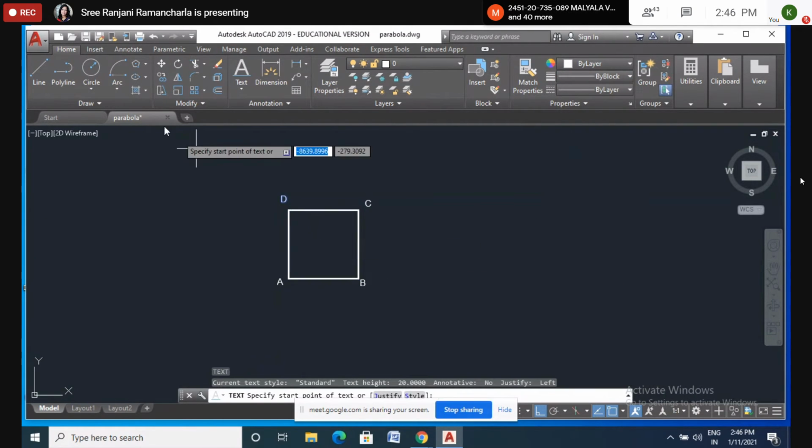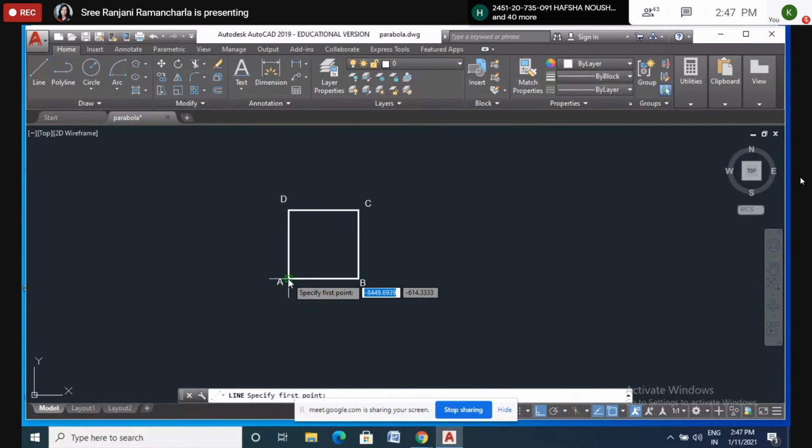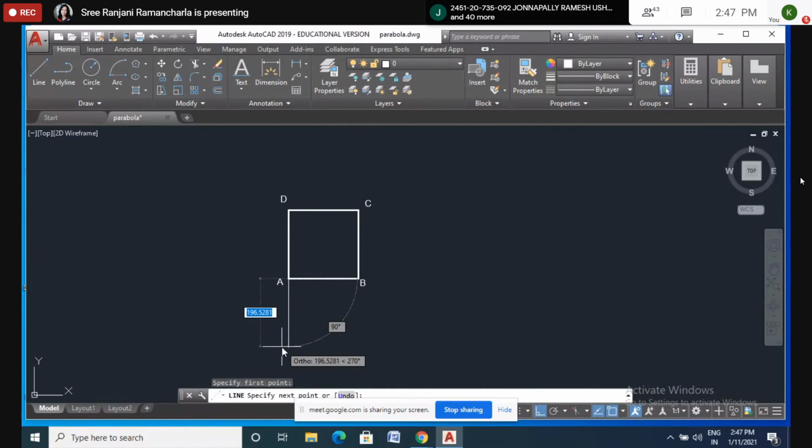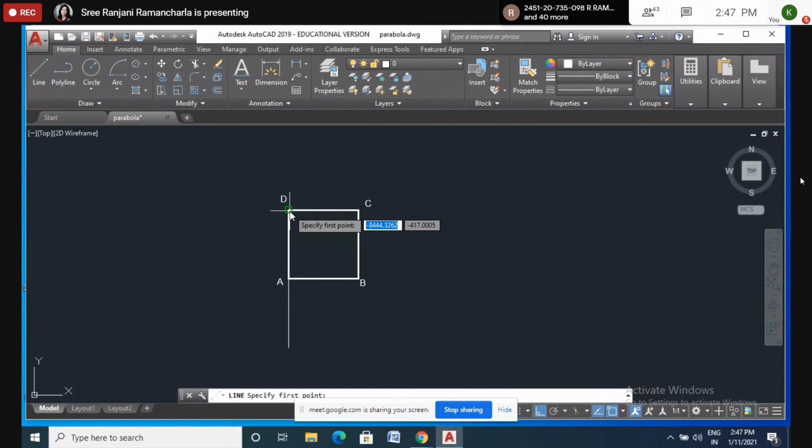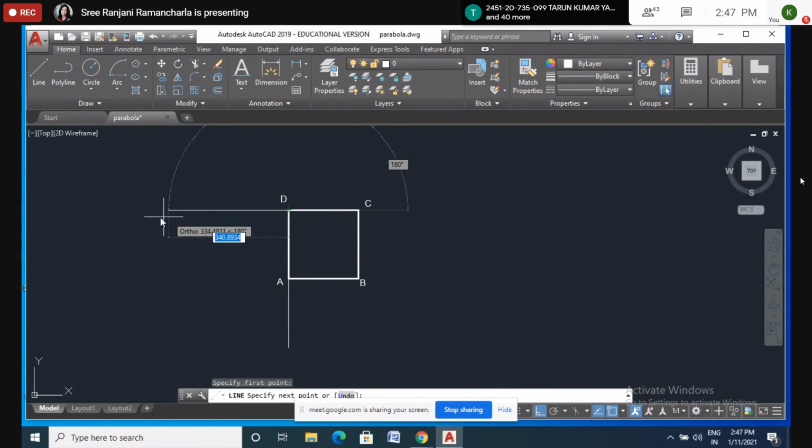Now please extend this one. How much do you have to extend? One side, the length of a side of a square. This is 200. Now this one I want to extend. This one has a center and this one is a radius. How much do I have to extend now for this one? This length.